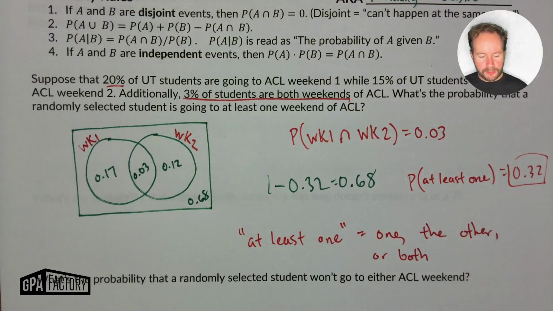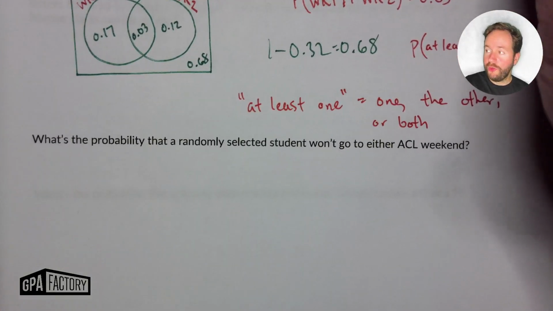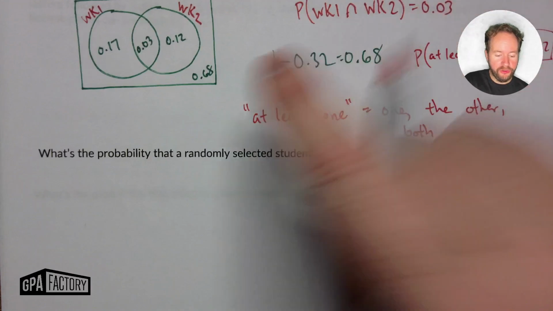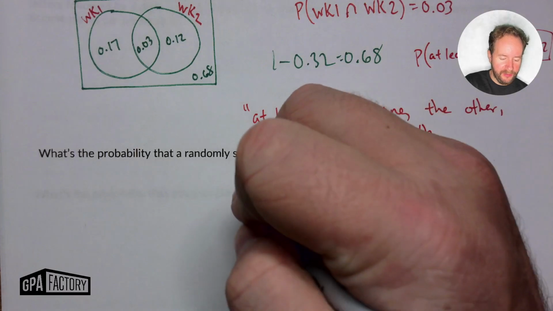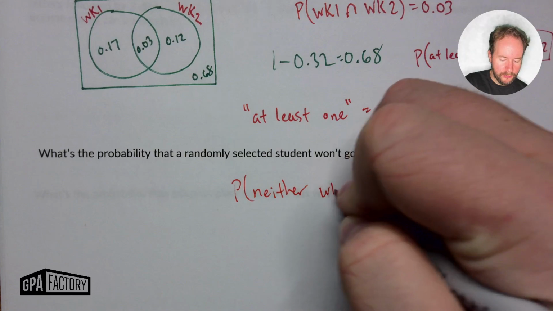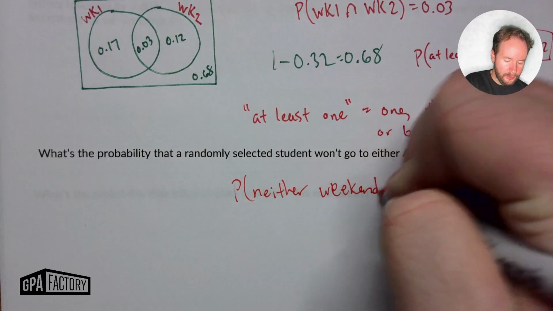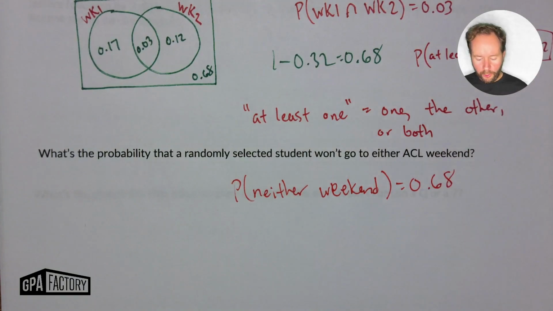Okay, let's do another. What's the probability that a randomly selected student won't go to either ACL weekend? Well, now I just look at my chart. Which one of these is neither weekend? The 0.68. So probability of neither weekend is 0.68.